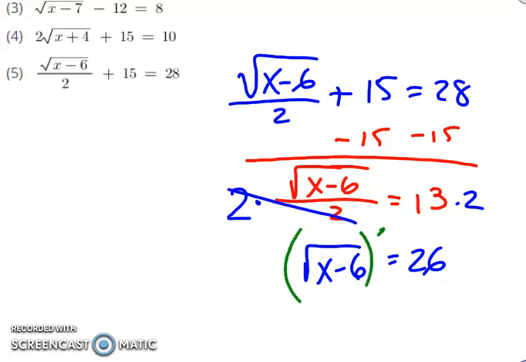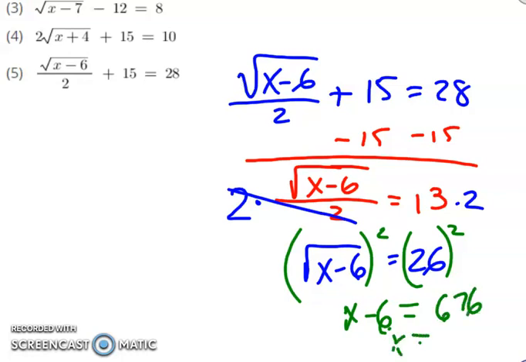So when I square both sides, the left side ends up being just x minus 6. And then on the right side, 26 squared is 676. Add 6 to both sides, and we end up with 682.